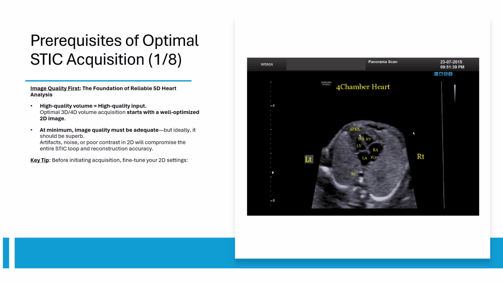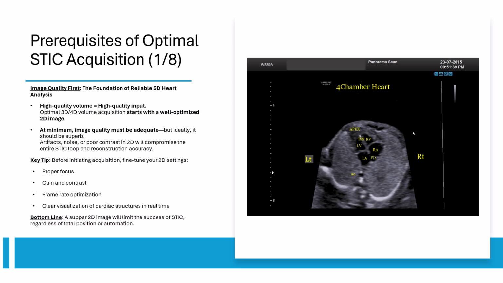Before initiating volume acquisition, it is crucial to fine-tune your 2D settings. This includes adjusting the focus, gain, contrast, and frame rate while ensuring real-time visualization of cardiac structures. Bottom line, even with perfect fetal positioning and advanced automation, a subpar 2D image will limit the success of STIC acquisition and subsequent analysis.